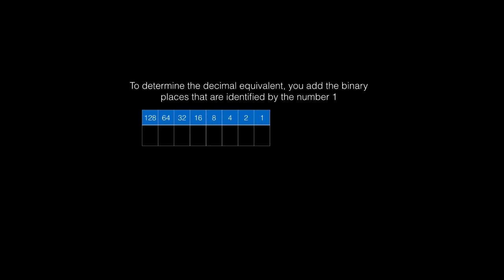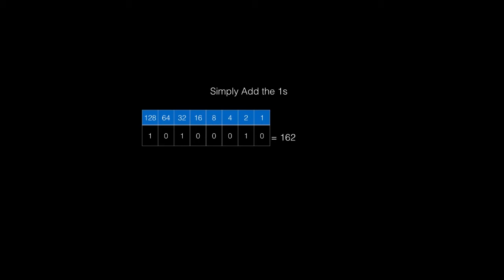To determine the decimal equivalent, you add the binary places that are identified by the number 1. You only count the ones, you don't count the zeros. So I have 1 under 128, 1 under 32, 1 under 2. So if you add all those together, you come up with 162.